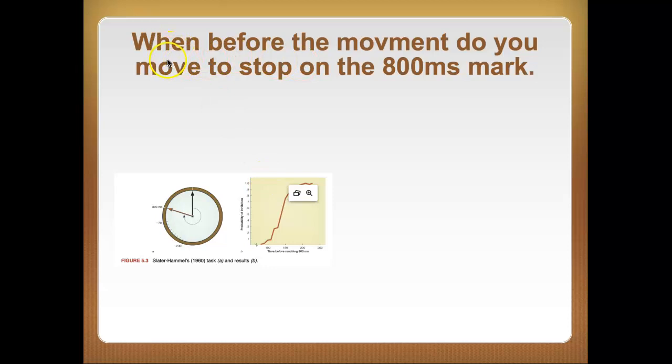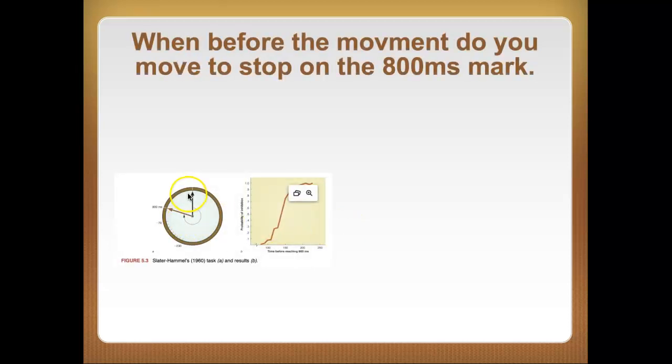So how long before the movement do you have to start, to stop at the 800 millisecond mark? I wish this was a little bigger. Do I have any more details here? Nope, that's it. So if this thing was spinning around in circles here, to click on it, how far before would you have to pull the motor program and start it before you clicked here? That's what we want to know. That's the experiment here.